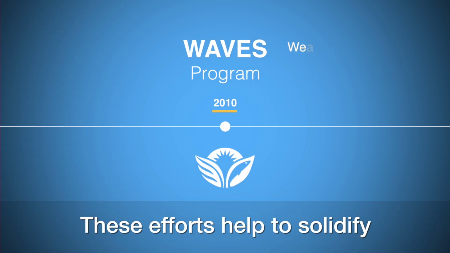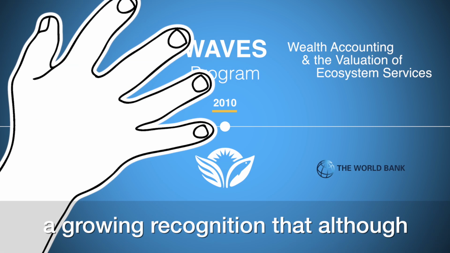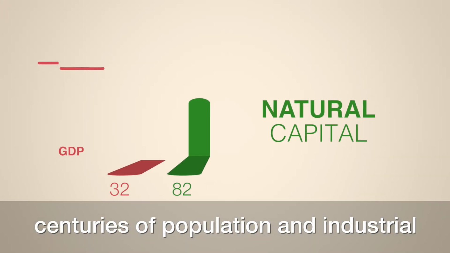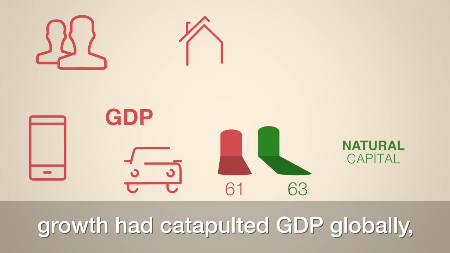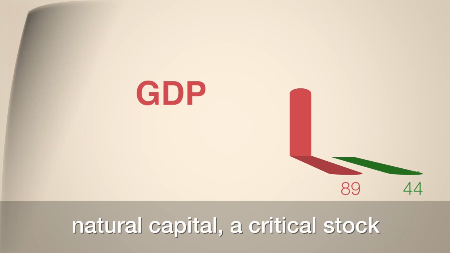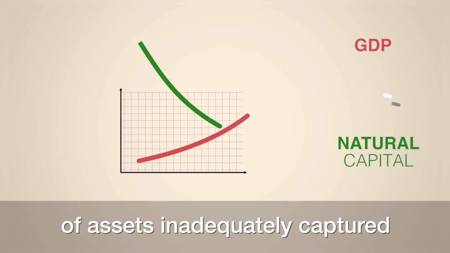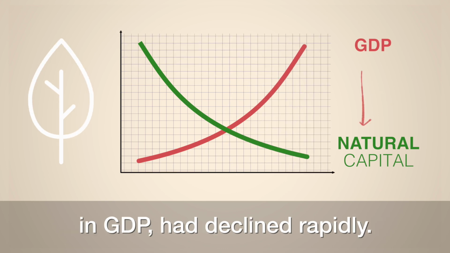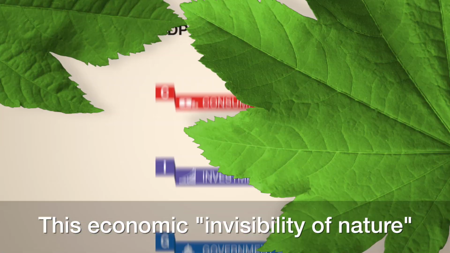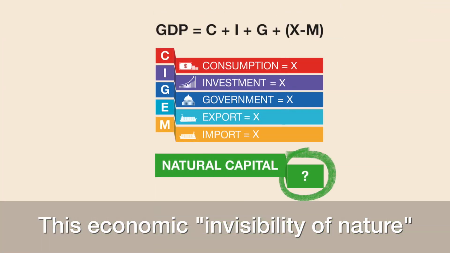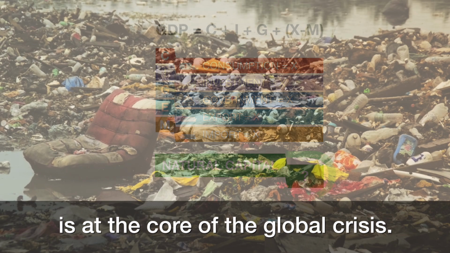These efforts help to solidify a growing recognition that although centuries of population and industrial growth had catapulted GDP globally, natural capital, a critical stock of assets inadequately captured in GDP, had declined rapidly. This economic invisibility of nature is at the core of the global crisis.